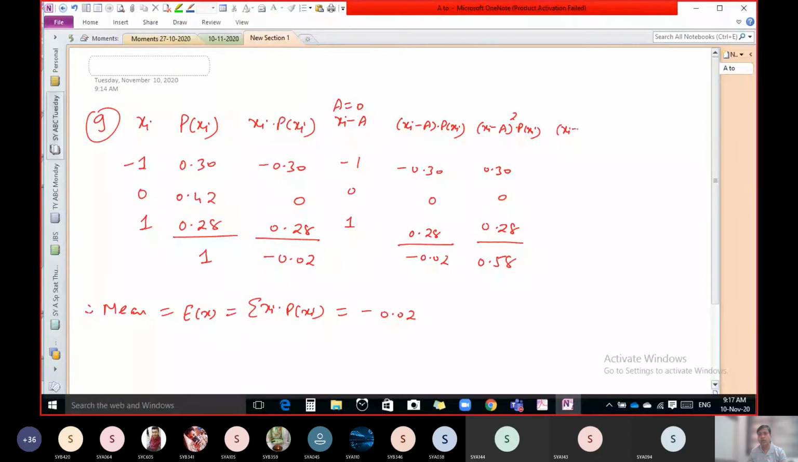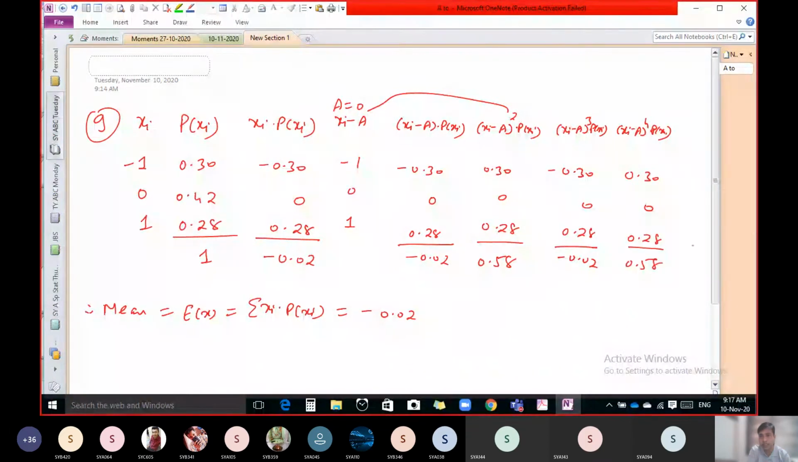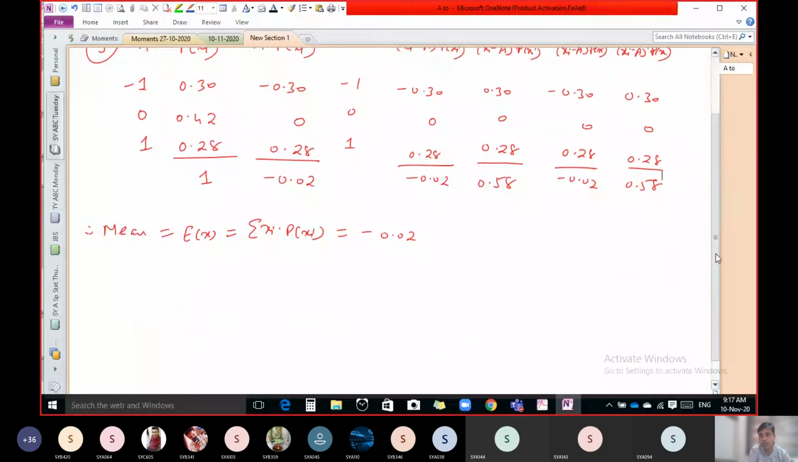Now take the cube, and last one is power 4. Cube means multiply this with this, and this again. So we get minus 0.30, 0 and 0.28. Once again we get minus 0.02. Now take power 4. Multiply this with this, so we get 0.30, 0 and 0.28. So we get 0.58. So it's very easy to calculate mu1 dash, mu2 dash, mu3 dash.